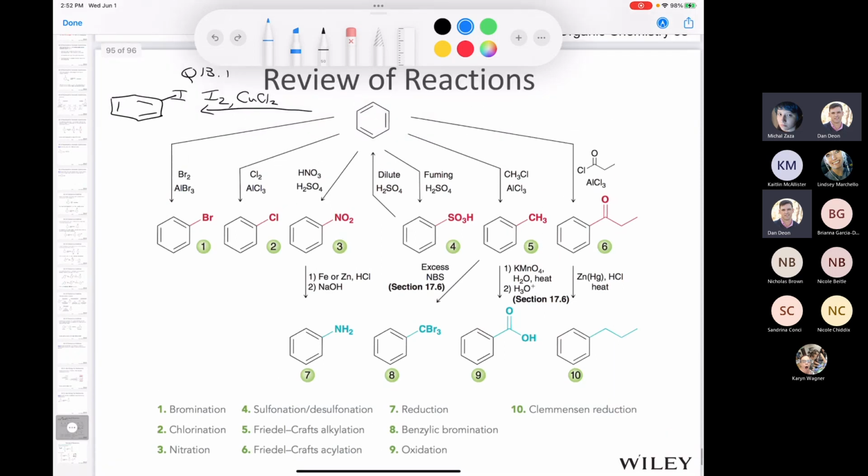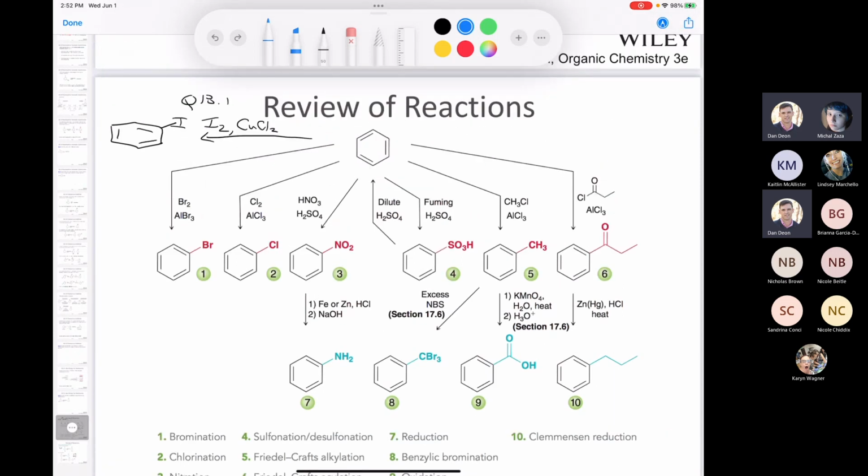So let's go down here and review what we've covered so far. We have covered iodination. Kind of, yeah, kind of no. That's in question 18.1. I want everybody to check that one out. We've covered bromination. We've covered chlorination. We've covered nitration, reduction, and we've covered sulfonation and desulfonation. So we've covered all those.